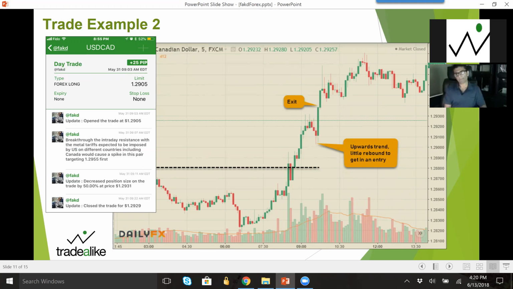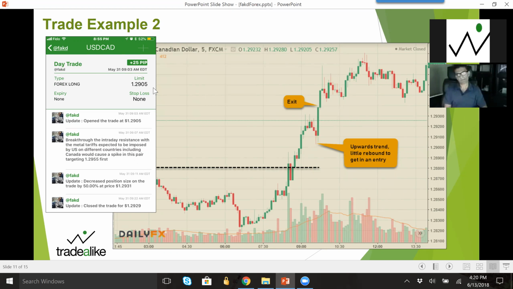So that means for 5 mini lots, that would have translated into $125. Okay, so $125. A standard lot is 10 mini lots. So you're talking about 5 mini lots, so that would be 5 into 25.